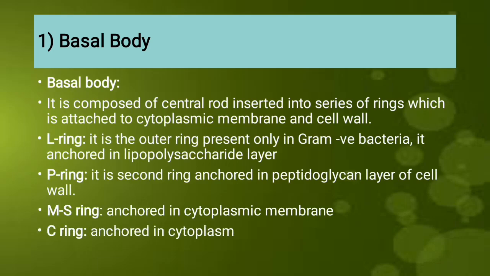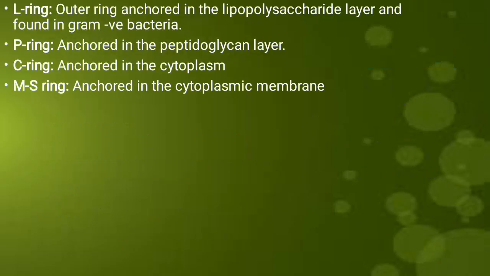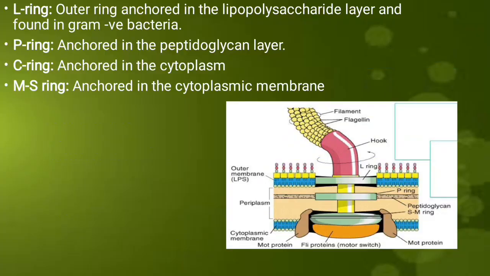L ring, it is the outer ring present only in gram-negative bacteria. P ring, it is the second ring anchored in the peptidoglycan layer. MS ring, that is anchored in the cytoplasmic membrane, and the C ring, it is anchored in the cytoplasm. Here you can see the image showing us the various parts in the series of rings.